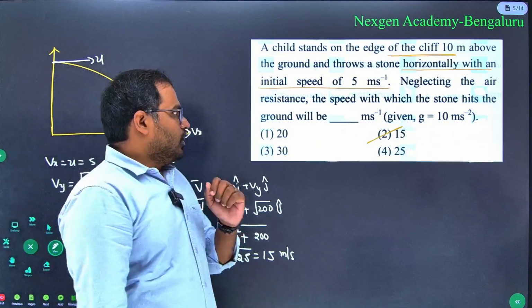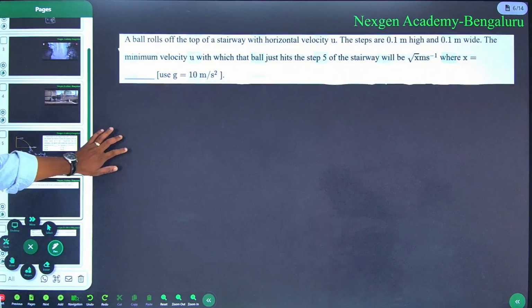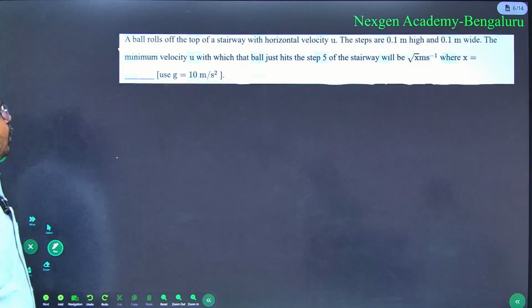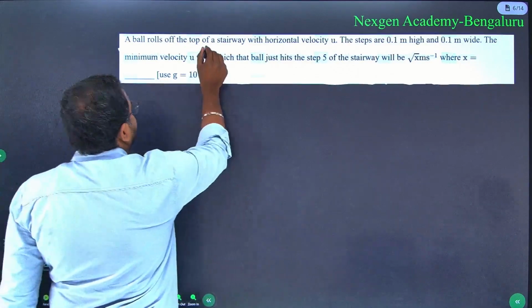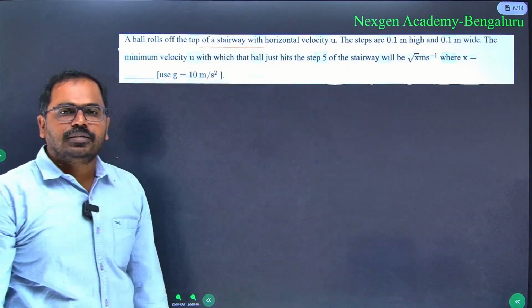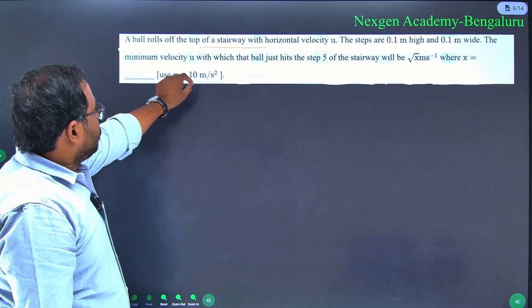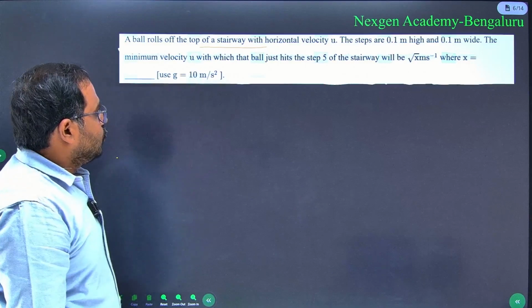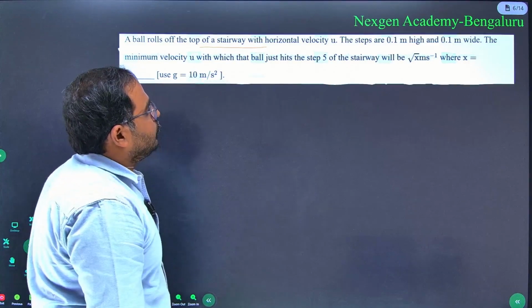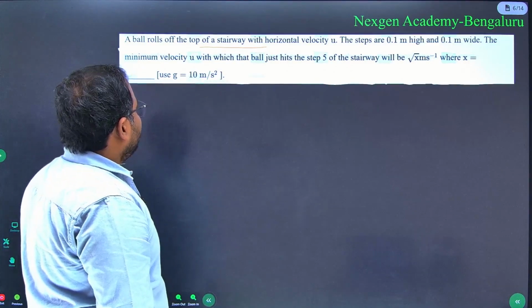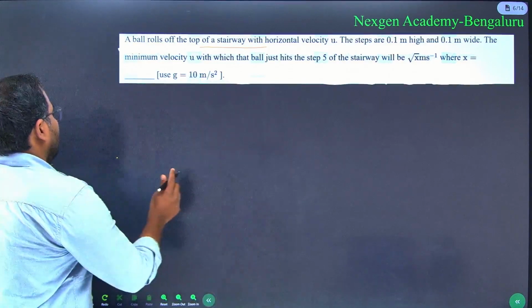Okay, right. Now, let me take the next question related to this. So look at this. A ball rolls off the top of a staircase, an application we just discussed. The question: a ball rolls off the top of a stairway with a horizontal velocity u. The steps are 0.1 meter high and 0.1 meters wide. The minimum velocity u with which the ball just hits the fifth step of the stairway will be. So look at this.